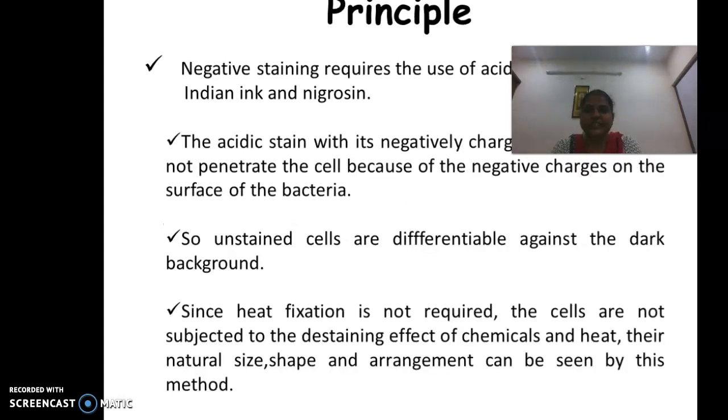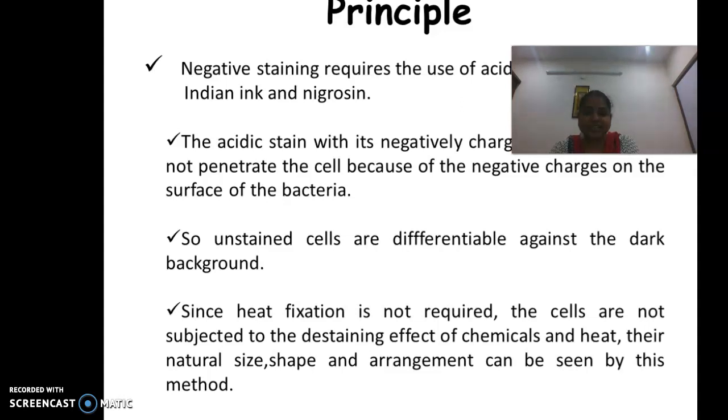When we talk about the principle of negative staining, acidic stains are used, such as Indian ink or nigrosin. The acidic stain is negatively charged and it cannot penetrate the cell because there is also a negative charge on the surface of the bacteria. So like charges repel, and the stain will not be taken up by the bacterial cell. The cell remains unstained and the stain is taken up by the background.